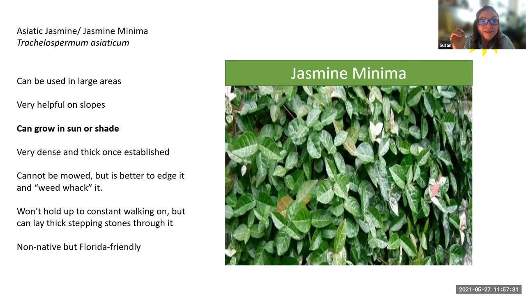The jasmine minima, this can be used in large areas. So if you're having an issue with growing, you know, nothing will grow somewhere, this might be really helpful. An area like on a slope, an area under a tree where no turf grass will grow. It can grow in the sun or the shade. It's very dense and thick once it's established. It can't be mowed, but it can be weed whacked and edged to control it. It can't really hold up to constant walking on it, but you could lay thick stepping stones through it. And it's not native, but it is Florida friendly.